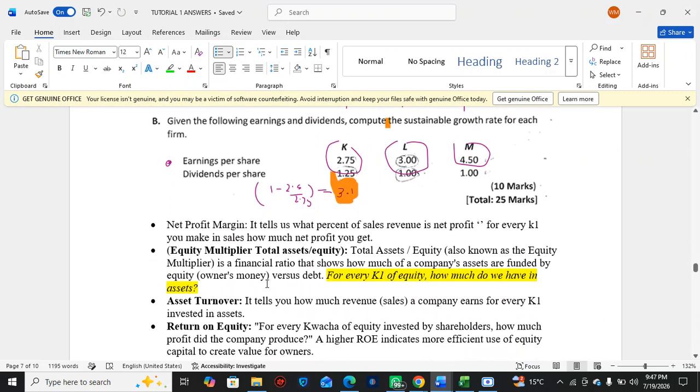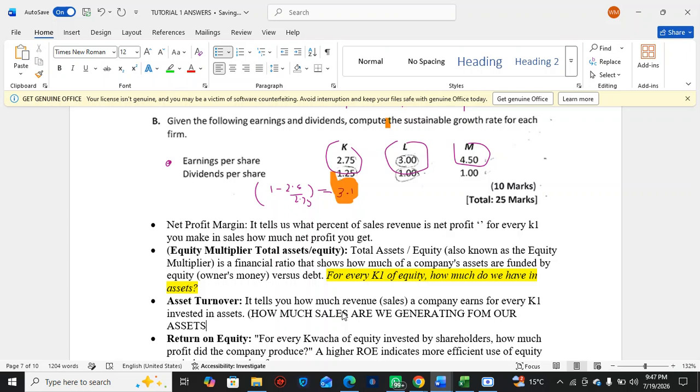Okay. Asset turnover is just telling you how much sales you're generating from your assets. It tells you how much revenue a company earns for every one kwacha invested in assets. Okay. How much sales are we generating from our assets? How well your assets are generating you sales, in simple words.